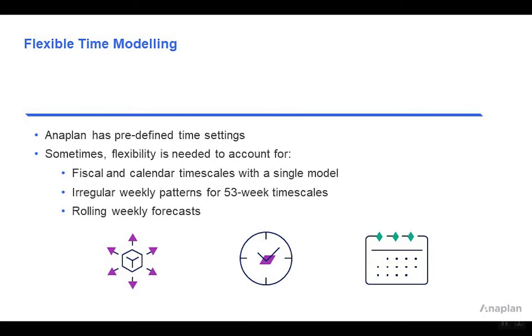So we might want to have within a single model some parts of the model that are based on a calendar timescale rather than the fiscal calendar. We might find in weekly patterns where we have 53 weeks that the standard pattern, where a 53-week year occurs every 6 or 7 years, doesn't quite fit the way the business wants to reflect those timescales. And similarly, where we have rolling forecasts, we might only want an 8-week forecast or a 12-week forecast. And to be efficient, we want to try and minimize the amount of calculations that happen within Anaplan.